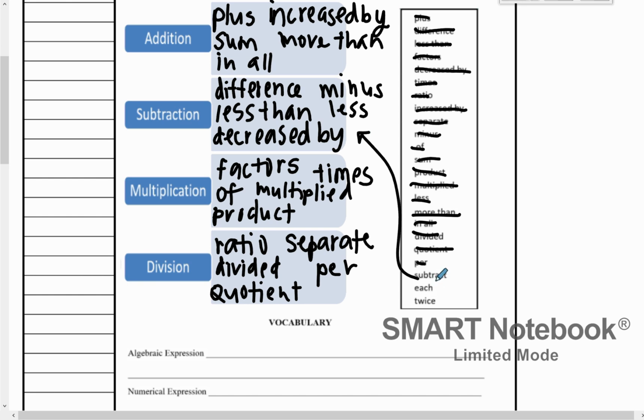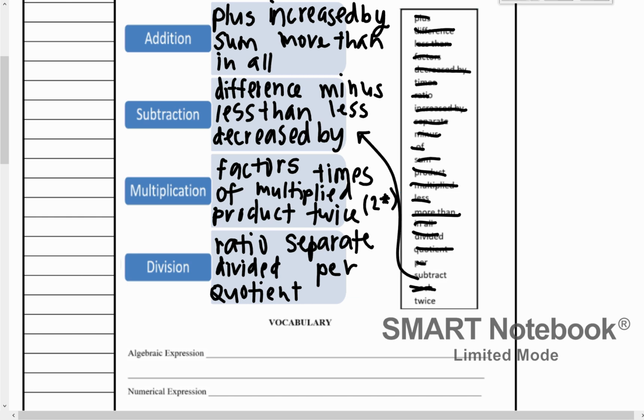Subtract is obviously subtraction. Each. So for each, that can really be just about anything. So let's just take that word off, because it just really depends on the words in the word problem and the situation that it is. So let's not even do that one, because I think that one will be more confusing if I give you an answer. And twice. Twice of something is going to be multiplication. It's 2 times something. So twice a number is like 2 times a number.